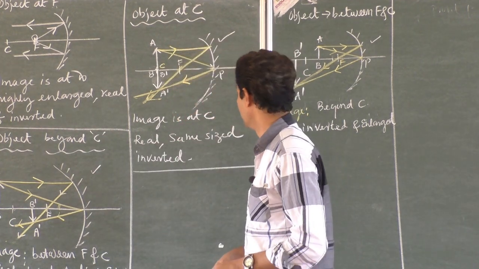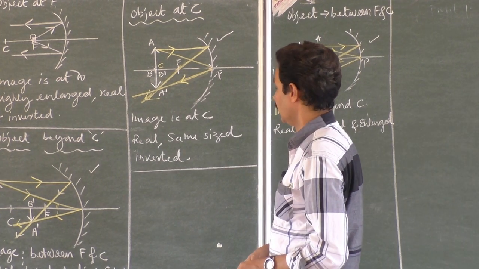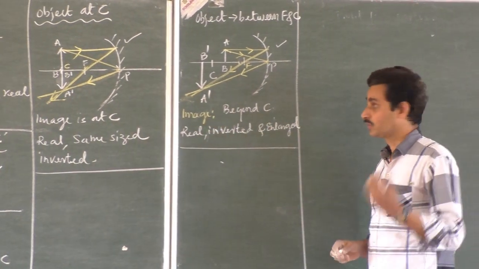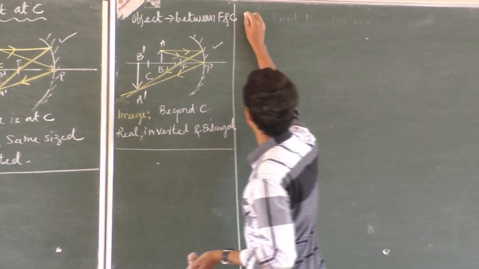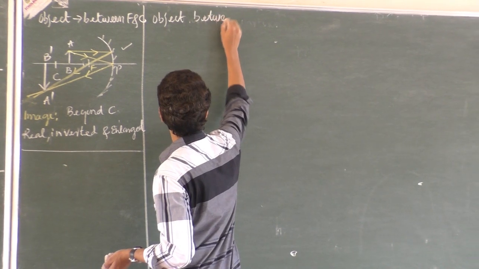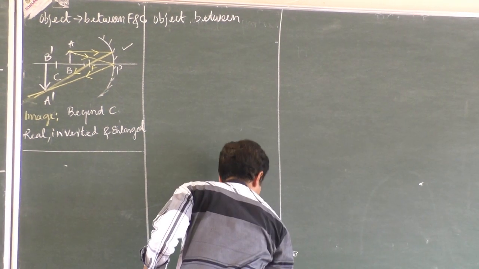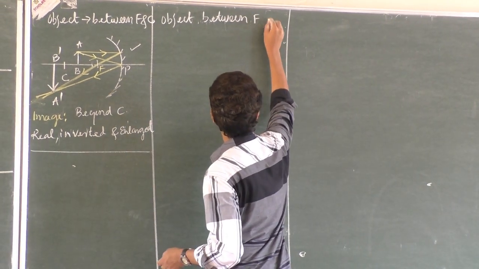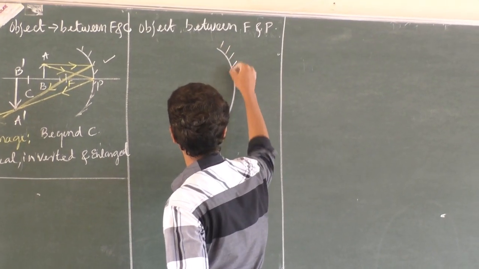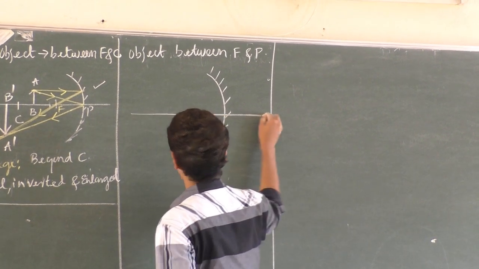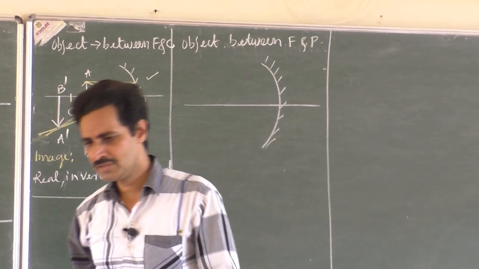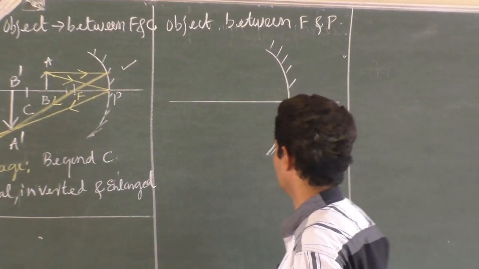Right. Now, what is that particular case where the image is virtual? Object between F and P, the pole. Object between F and P. This is the special case in a concave mirror. Of course, everything is special. Everything has its own significance. But this is very, very special. What is the use of this?